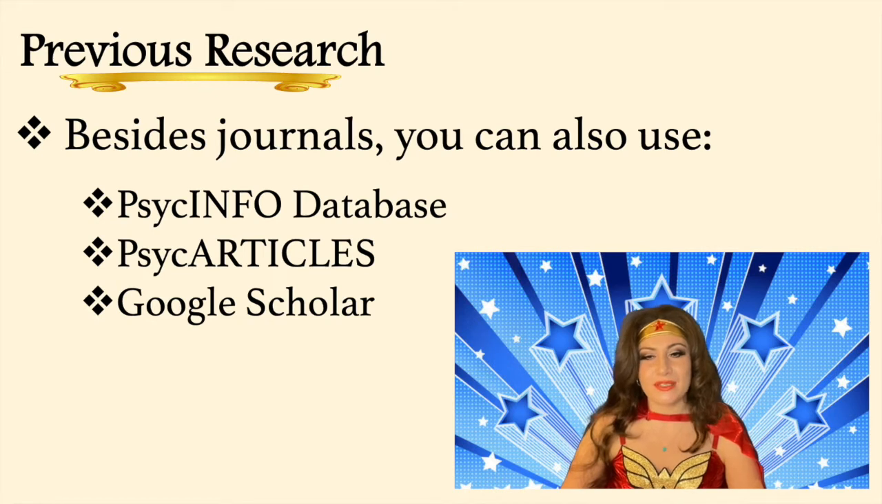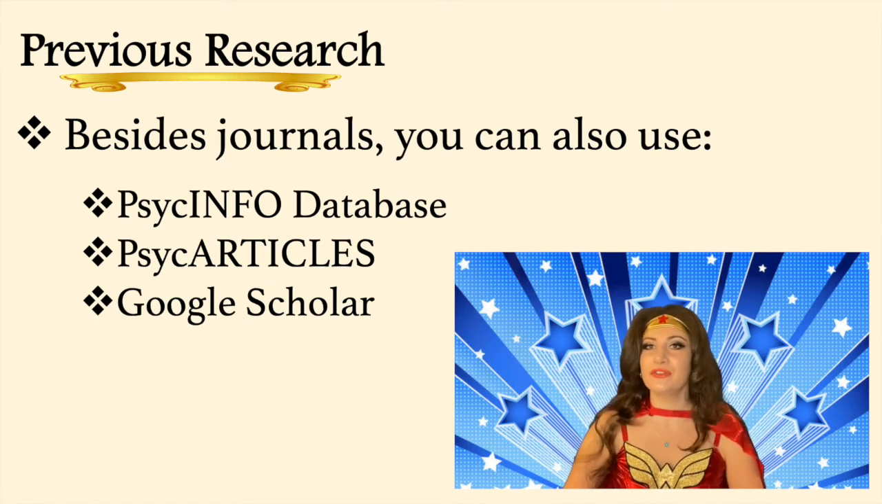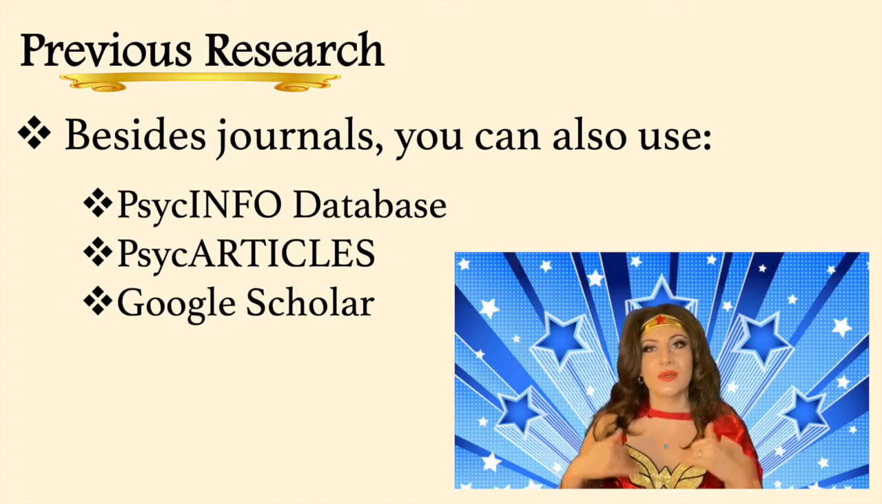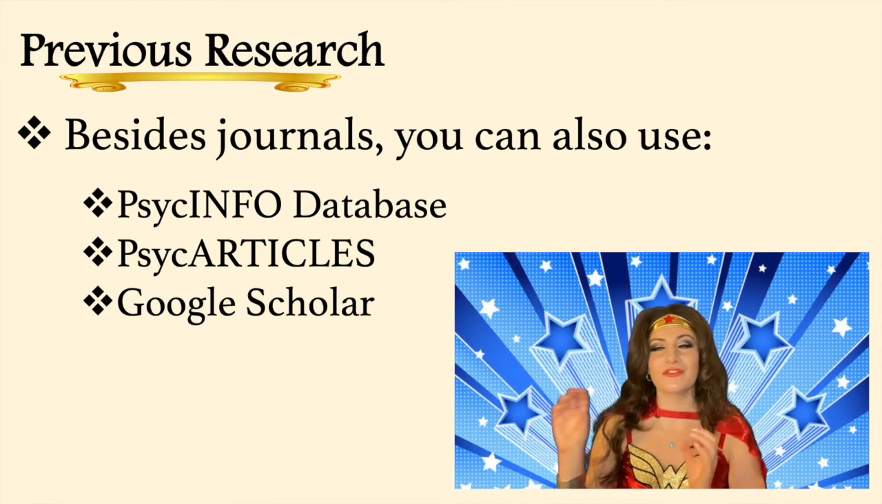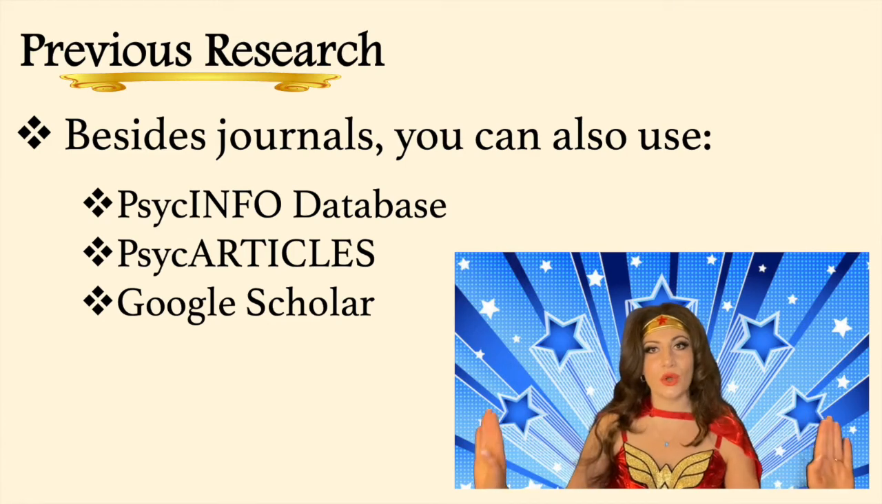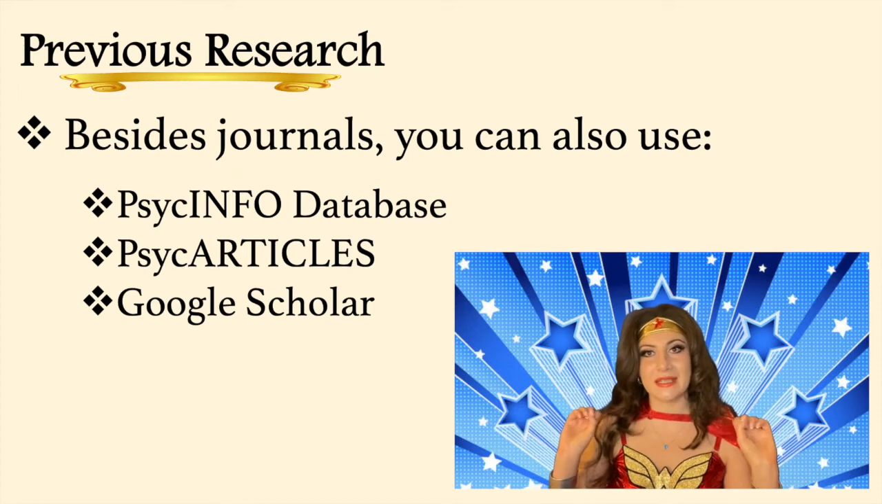For example, there's the PsycInfo database, there's PsycArticles, and if you don't have access to any of those, Google Scholar is another really great website where you can find information for your literature review. To access Google Scholar, you just open google.com, and in the search bar, you type in Google Scholar. Once you select that from the search results, it takes you almost like into an entirely different database filled with only educational and academic related articles.